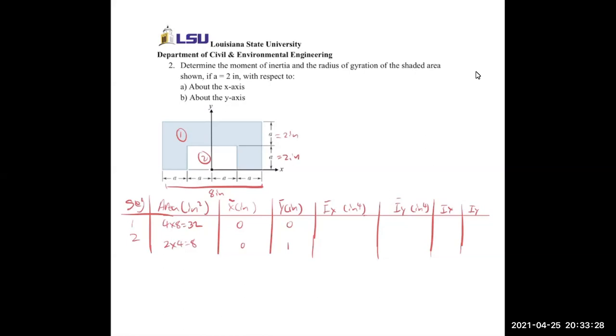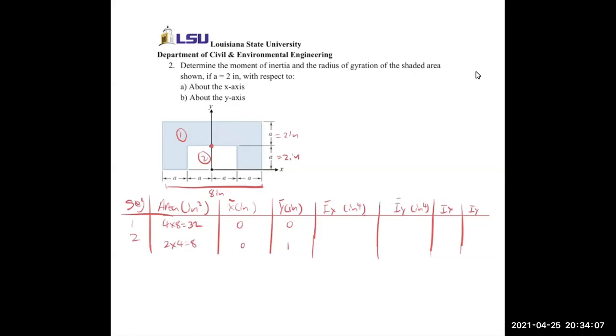But for the y bar, for segment 1 it will be 0, because the centroid of this entire consolidated body is right there. It's a rectangle, and segment 1 is the composite body, which means the centroid of segment 1 is the centroid of the entire composite body. So its x bar and y bar will be 0. For segment 2, its x bar will be 0 because they are along the same y-axis, which means they have no x distance.